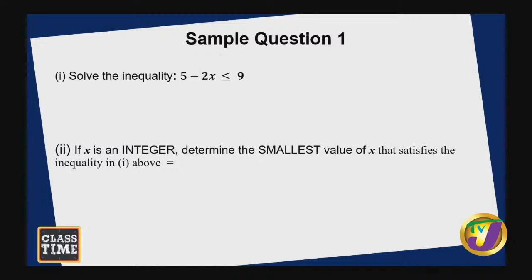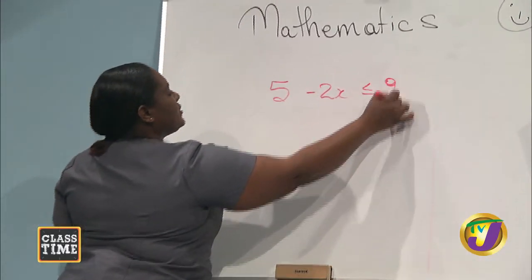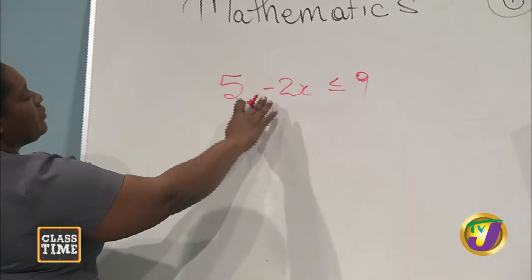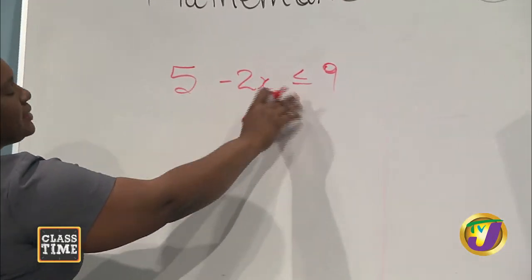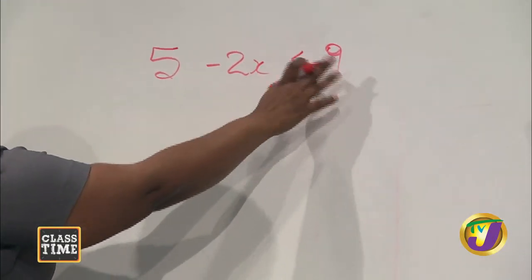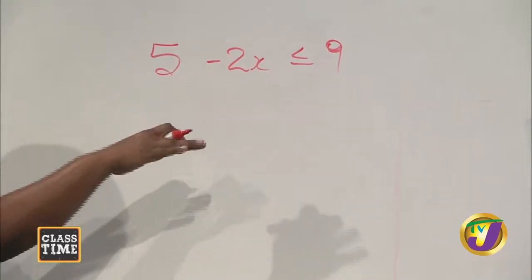So it says that we are to first solve the inequality 5 subtract 2x is less than or equal to 9. So we need to solve that. We are good at solving now, right? So at least for the first part, we would have got the answer correct. So it is 5 and we're subtracting 2x and it should be less than or equal to 9.